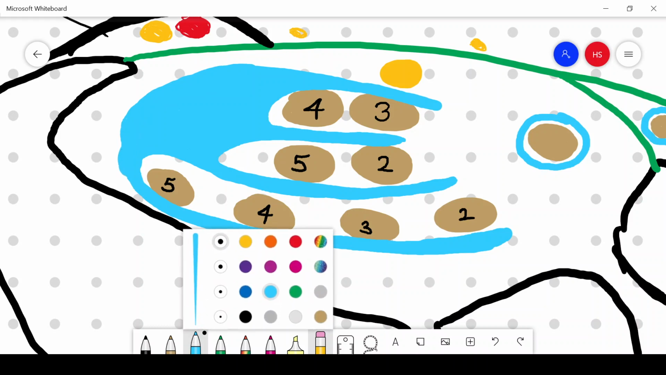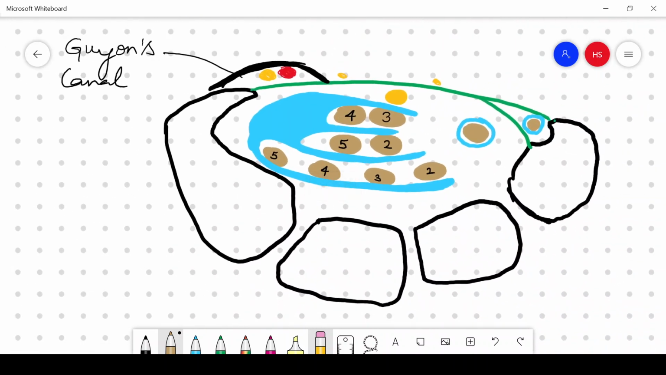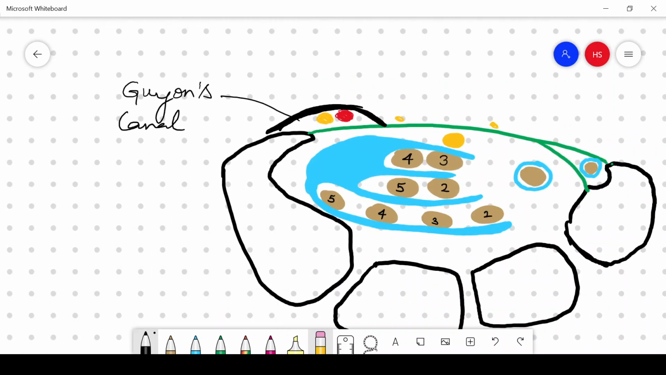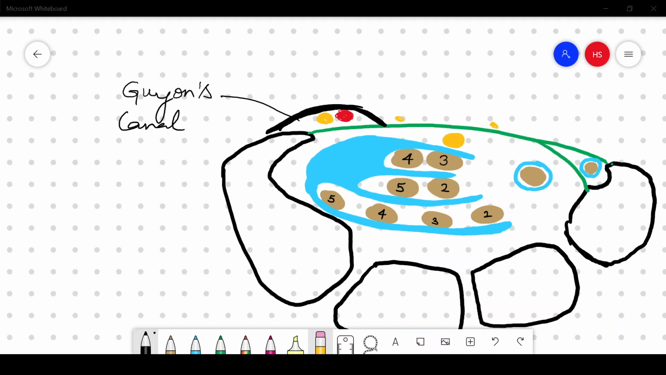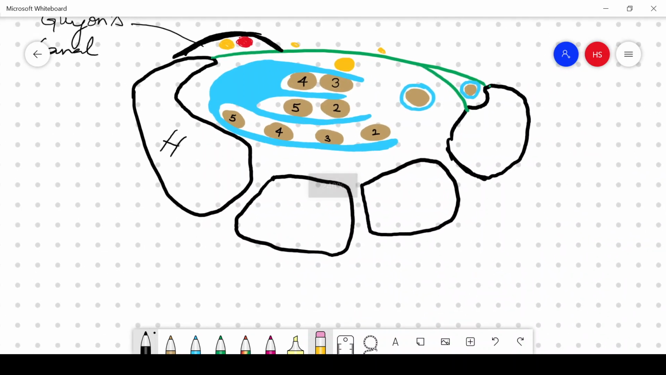Okay, and that's all. The rest of the contents of the carpal tunnel are fat and loose connective tissue. So we can write the names of the bones as well. So this one is hamate, and this one is capitate, this one is trapezoid, this one is trapezium, right?